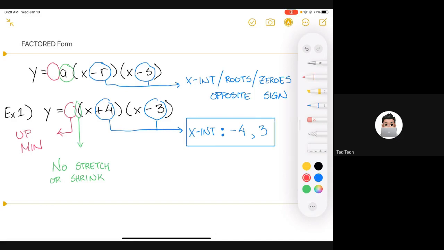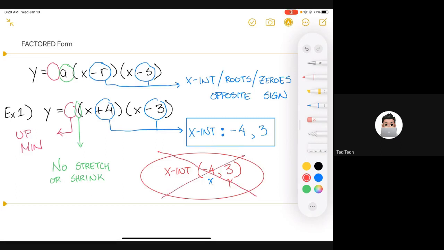You cannot write your X-intercepts like this, because when I write things with brackets, it means there's an X value and a Y value. You cannot do that because this looks like a coordinate, like an X value and a Y value. But when I write the X-intercepts, it's just two numbers. So do not write it like that. That would be incorrect.